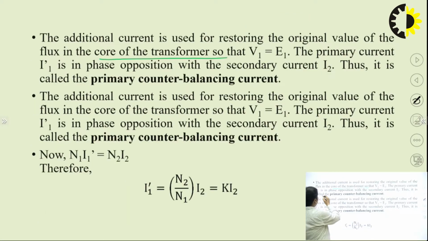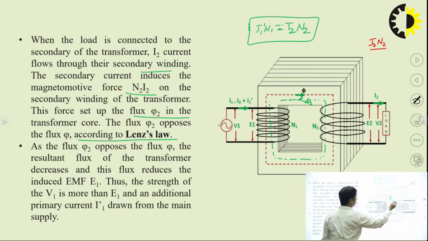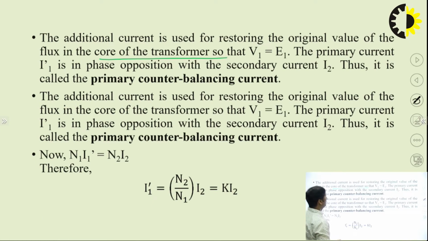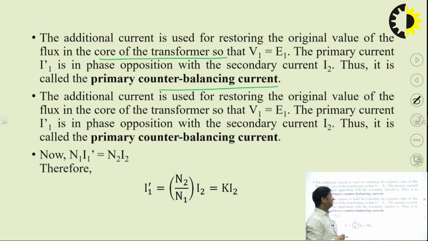So the primary current I1 dash is in phase opposition with the secondary current I2. This I1 dash value is in phase opposition to the value I2 on the secondary side. Thus, it is called the primary counterbalancing current. It is also called the primary counterbalancing component, or the primary component of the secondary, the secondary component of the primary.